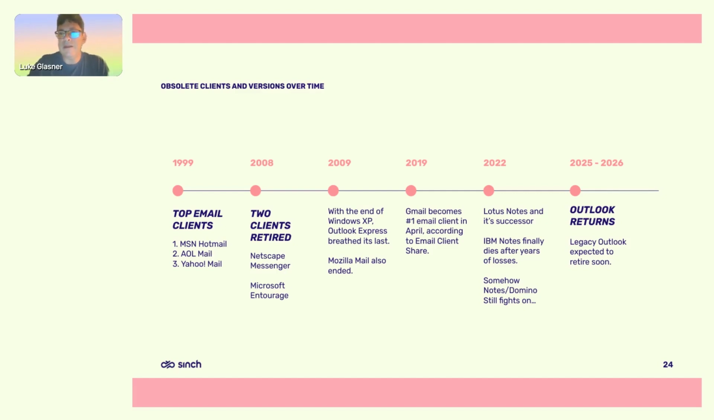And then in the near future, and I'll talk about this in a couple slides, Legacy Outlook is expected to be retiring, and they're going to be releasing a new version of Outlook. What does this mean for email coders? Well, the big thing is it means we no longer have to code like it's 1999 anymore. We can finally move into the current millennia.